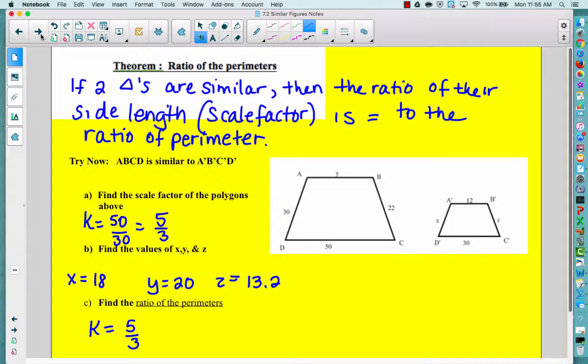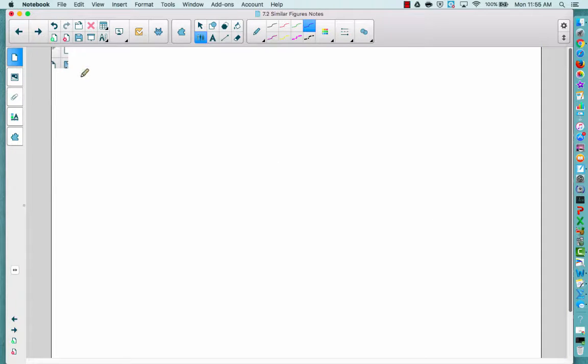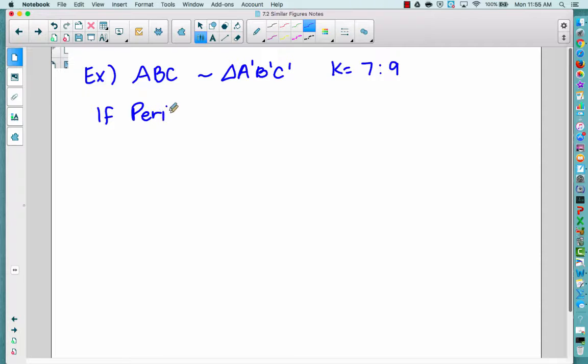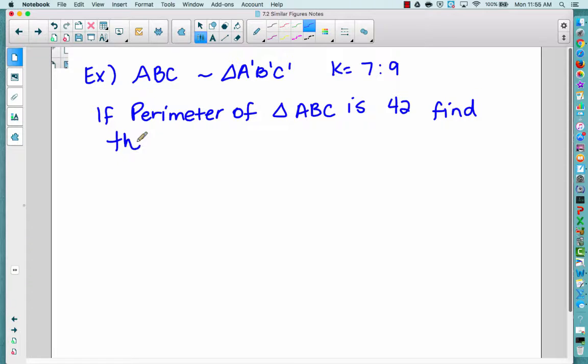All right, let's try a harder problem. Okay, so we're looking at the example. Triangle ABC is similar to triangle A prime, B prime, C prime. The scale factor is 7 to 9. So I know that K is 7 to 9. If the perimeter of triangle ABC is 42, find the perimeter of triangle A prime, B prime, C prime.